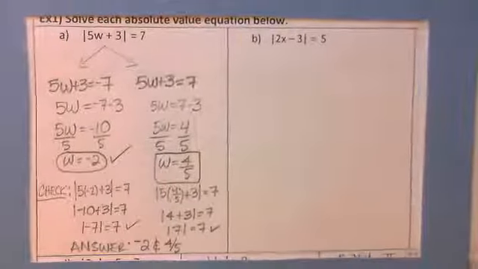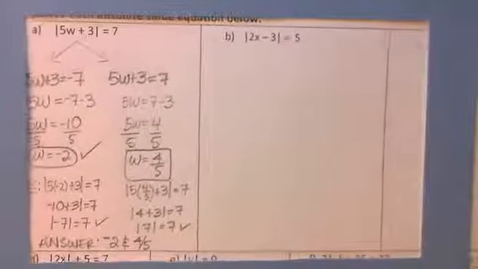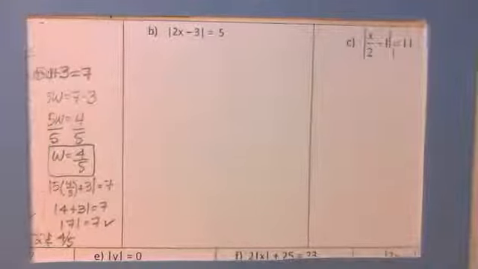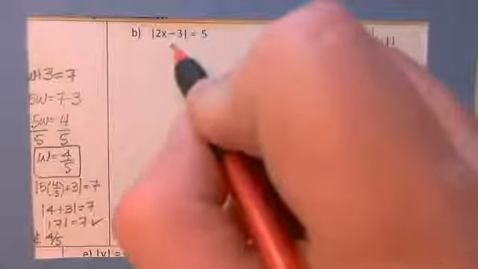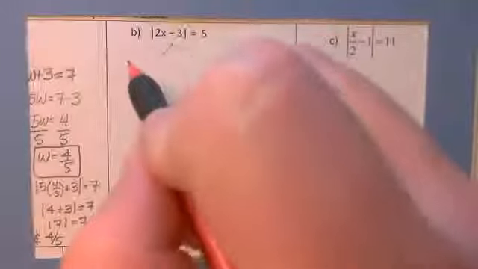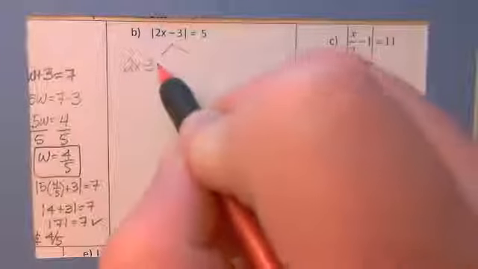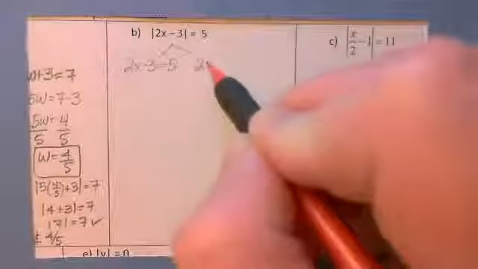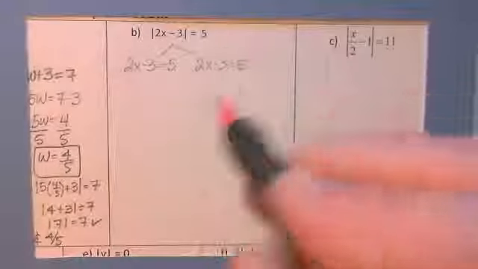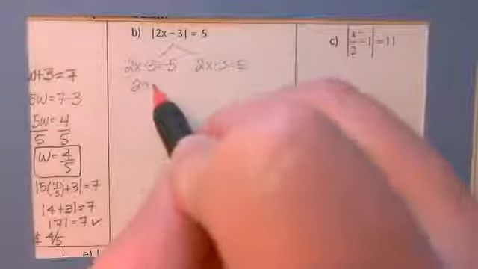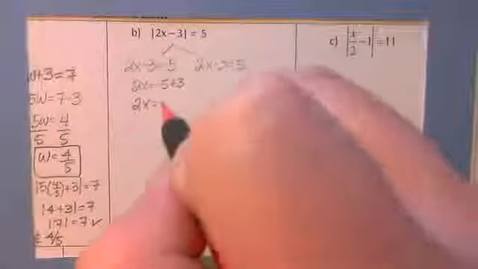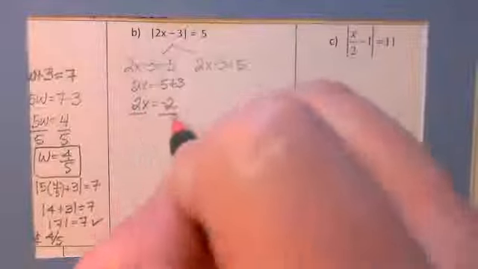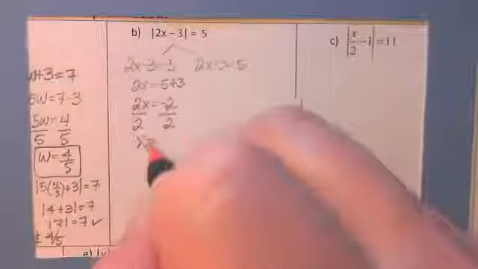Okay, let's go on to do letter B and see what we get here. Let me move the problem a little bit here. The absolute value is by itself, so let's go ahead and split it. So this would be 2x minus 3 equals negative 5, and 2x minus 3 equals 5. To get the x alone, I'm going to move the 3, so this would be negative 5 plus 3, and this would be 2x equals negative 2. Divide both sides by 2. x equals negative 1.